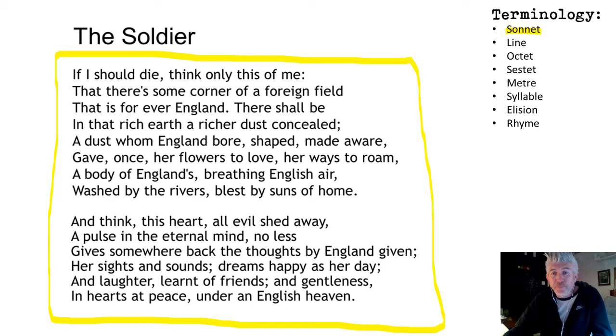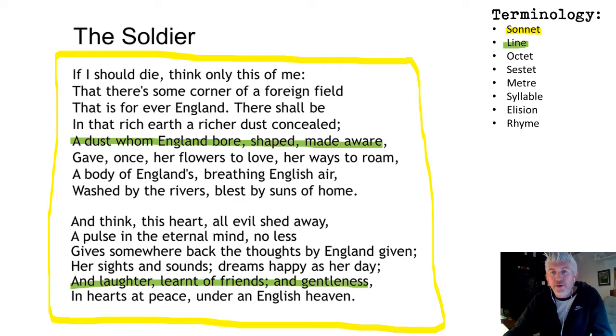While we're talking about lines, a line of poetry is simply any one of those 14 lines. That could be a line. That's a line there. In this case, that's line 5. This one here is line 13. So when we talk about lines, it's not like a sentence in the poem.